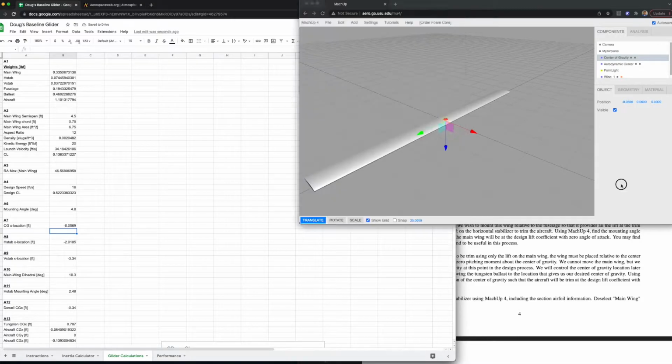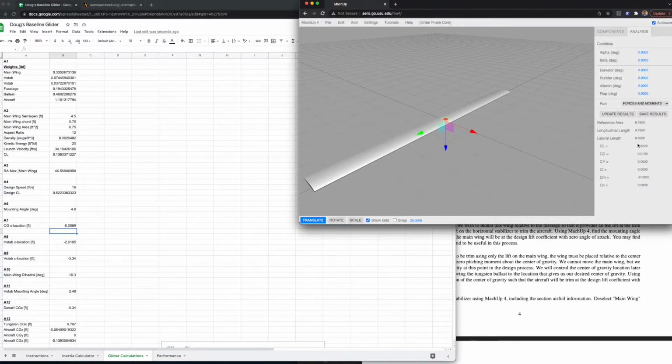Okay, so if the center of gravity is at that location, then the aircraft will be producing a lift coefficient of this. That's based off the mounting angle of the main wing, and we'll have basically a 0 pitching moment. Now that's not exactly 0, but it's really darn close, and of course we could keep iterating on that to get closer, but this is probably close enough for this point in the design process.